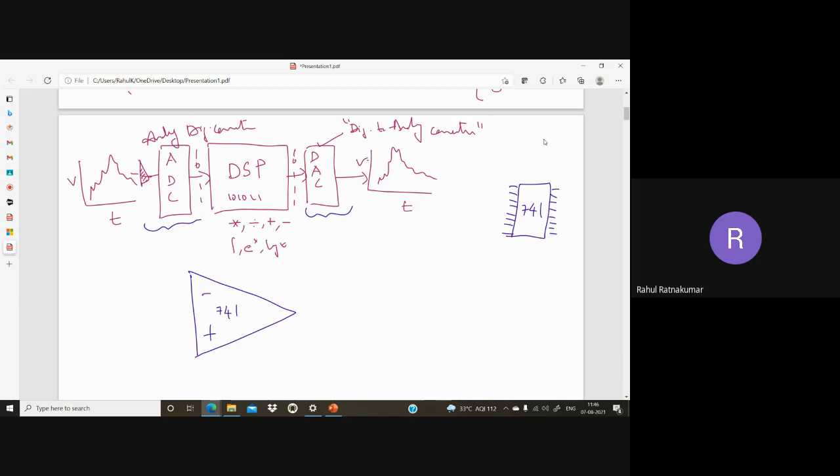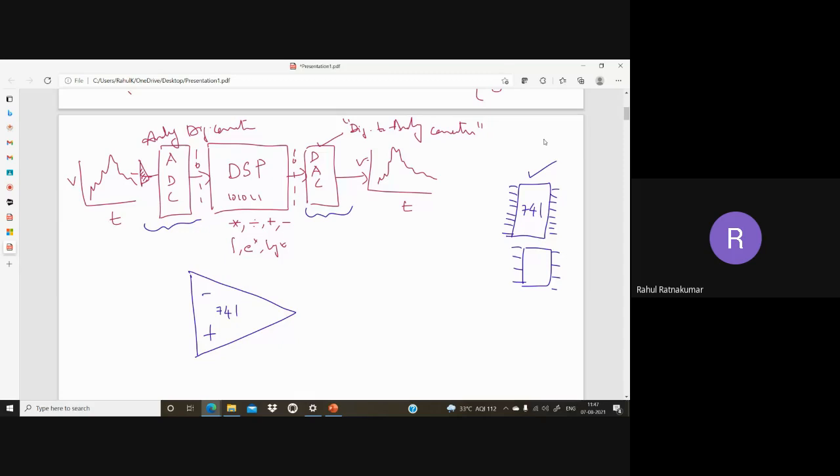I don't know exactly. Maybe, okay, not 16, 8 pins. 1, 2, 3, 4, 5, 6, 7, 8. This is the smallest available. There are other ICs. You have multiple op-amps within it, but 741 is the most commonly used and most famous.